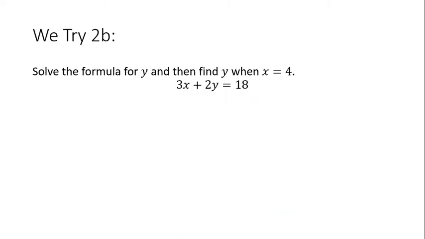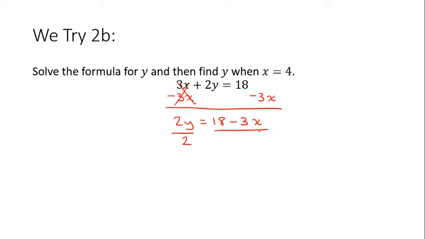Let's try this next one. We want to solve the formula for y and then find y when x is equal to 4. So I want to solve for y, so I want to push everything that's not a y to the other side of the equation. So I'm going to subtract 3x to get that on the other side of the equation. So I'm left with 2y is equal to 18 minus 3x. Now I want to get y all by itself, so I'm going to divide both sides of the equation by 2 to get rid of that coefficient.